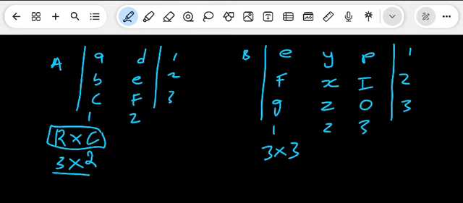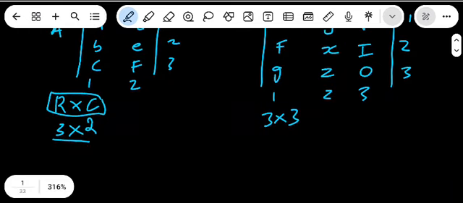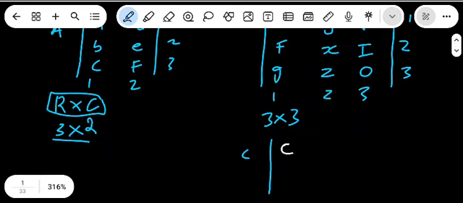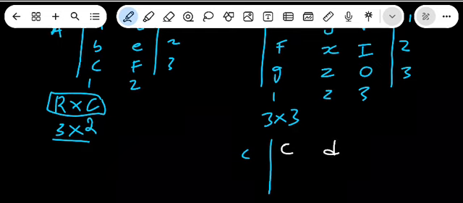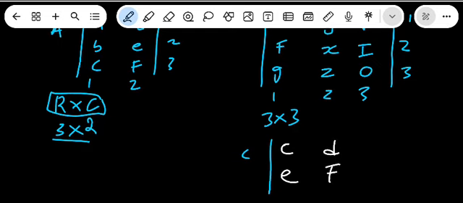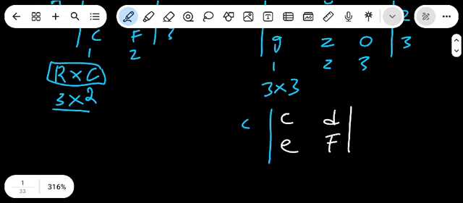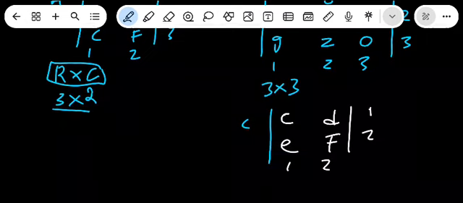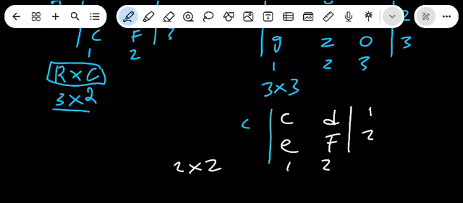All right, so let's say we are given the matrix C, with elements c, d, e, f. This matrix consists of 2 rows and 2 columns. So we call that a 2 by 2 matrix.